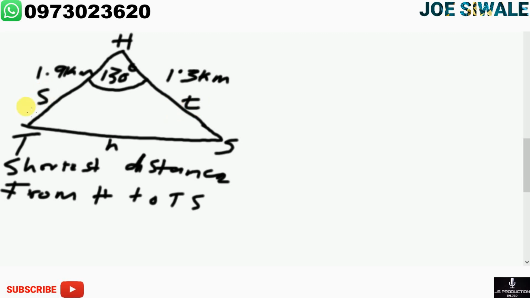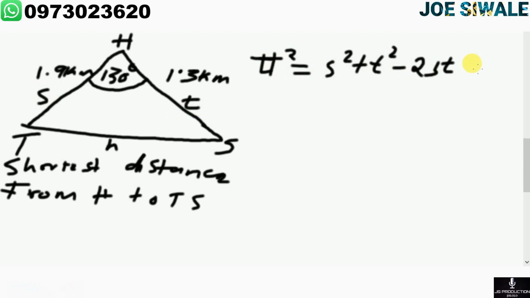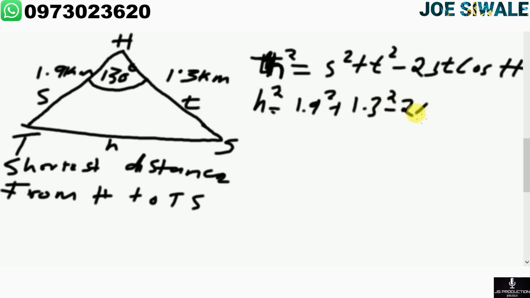So to calculate TS here, I'm going to say h squared is equal to s squared plus t squared minus 2st cos H. Remember that our h is a small letter h, so I can say small letter h squared is equal to s, that's 1.9 squared, plus t, that's 1.3 squared, minus 2 times 1.9 multiplied by 1.3 multiplied by cos H, that's 130.